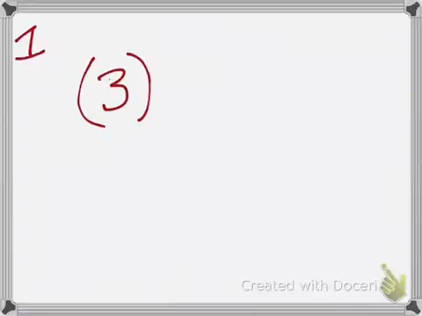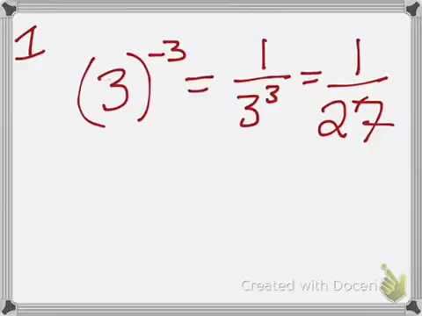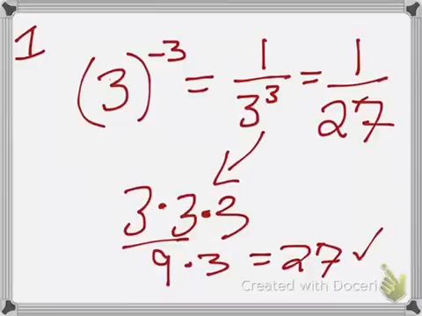So, practice number 1. It gives us 3 raised to the negative 3 power. If we remember our definition, that's equal to 1 over 3 cubed, and 3 cubed is equal to 27. Remember that an exponent represents repeated multiplication. Okay, 3 times 3 times 3. 3 times 3 is 9, times 3 is 27. So that checks out.